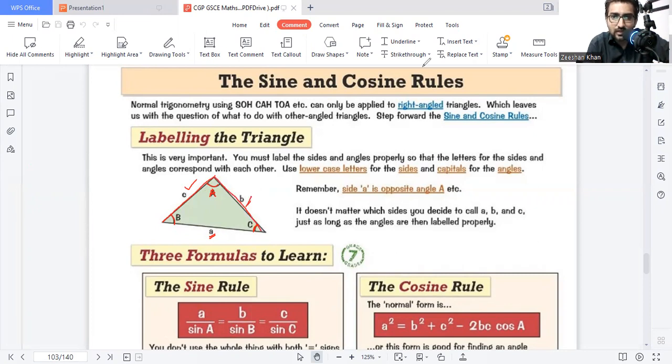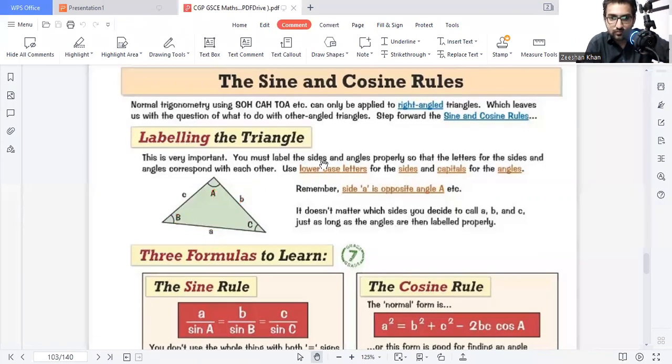You can label this A here as well. It will not affect the calculation. You can label the angles in either way. You can call this A, this B. It will not affect, but the sides will change then. Now if this is A, this side will become a, and when this is B, this will become b, and that will become c, right?